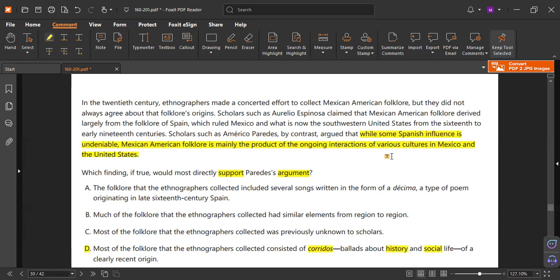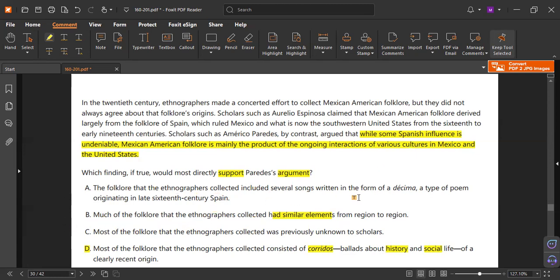That's why. Let's find the letter V. Much of the folklore that the ethnographers collected had similar elements. Do we have anything about similarity of elements? There is nothing in the text or the conclusion or the argument here. So it's out. So always focus on what the question exactly needs: the argument, and then use this information to check your point. But if you are confused, focus on the argument only. Just read the answer. Is it related? If yes, fine. If it's not, delete it. That's fine.